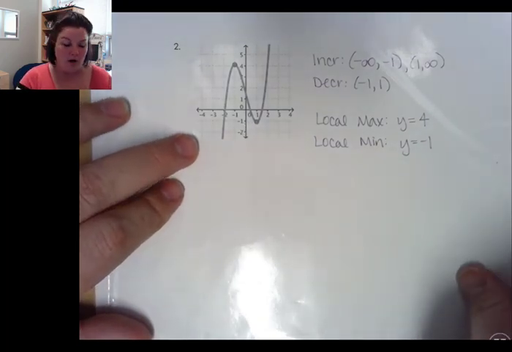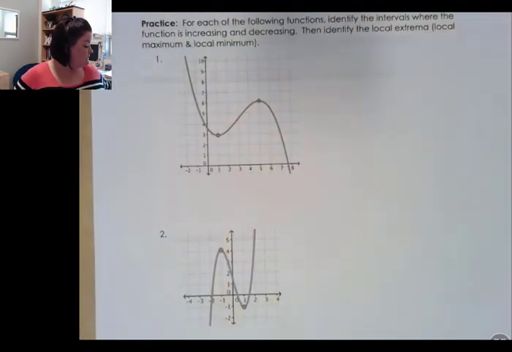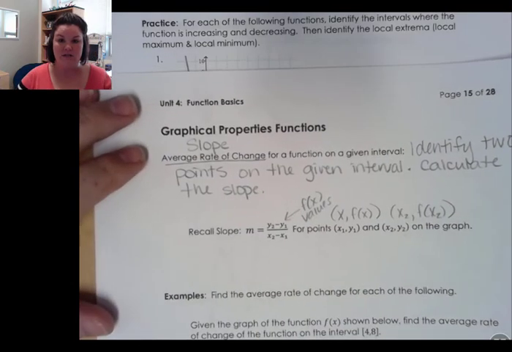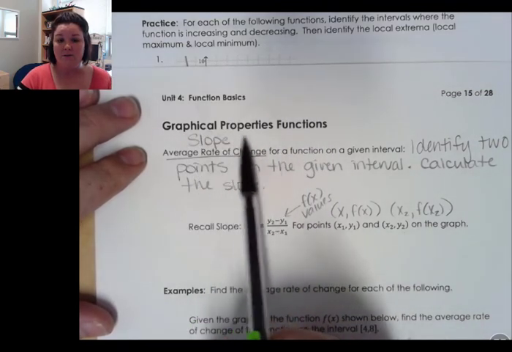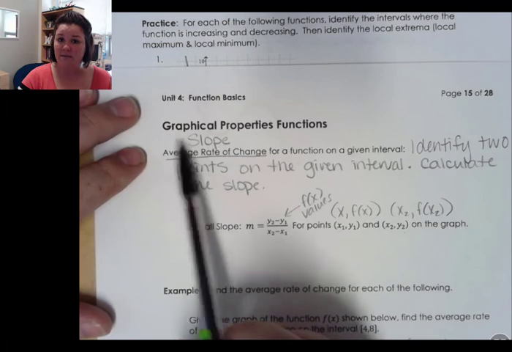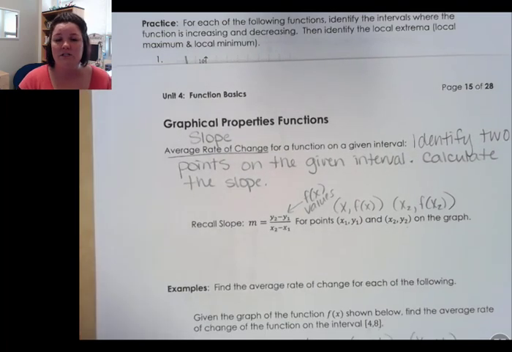Okay? All right. So that is the conclusion of that assignment section, which is the graphical properties of functions. So you should now be able to complete this assignment listed on your Knewton assignments. Okay? If you have any questions, please let me know.